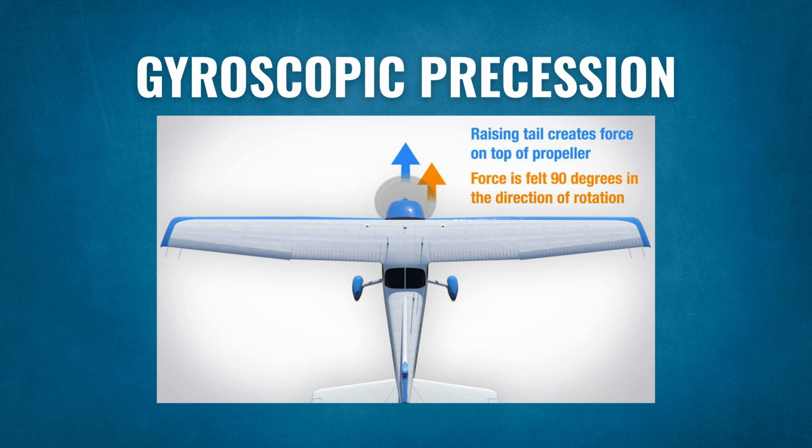For the most part, this only applies to tailwheel airplanes when they lift their tail off the runway during takeoff. As the tail comes up, a force is applied to the top of the propeller. And since the propeller is spinning clockwise, that force is felt 90 degrees to the right. That forward-moving force on the right side of the propeller creates a yawing motion to the left.